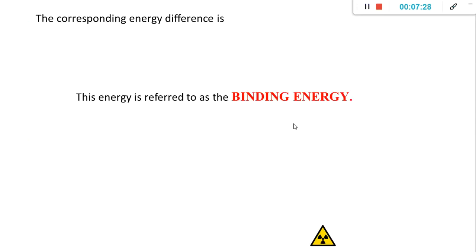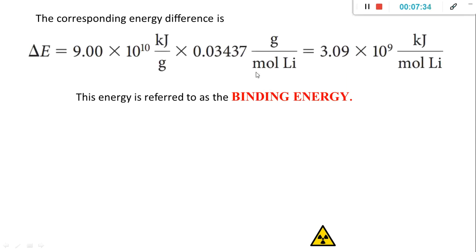So why is there a mass defect? Okay? So the corresponding energy difference is, for example, we have the delta M, which is 0.03437. This is the amount which is converted to energy when the nucleus was formed. Again, why is there a mass defect? Why is our predicted mass larger than the actual? Because the mass defect is actually converted to energy when the nucleus was formed.